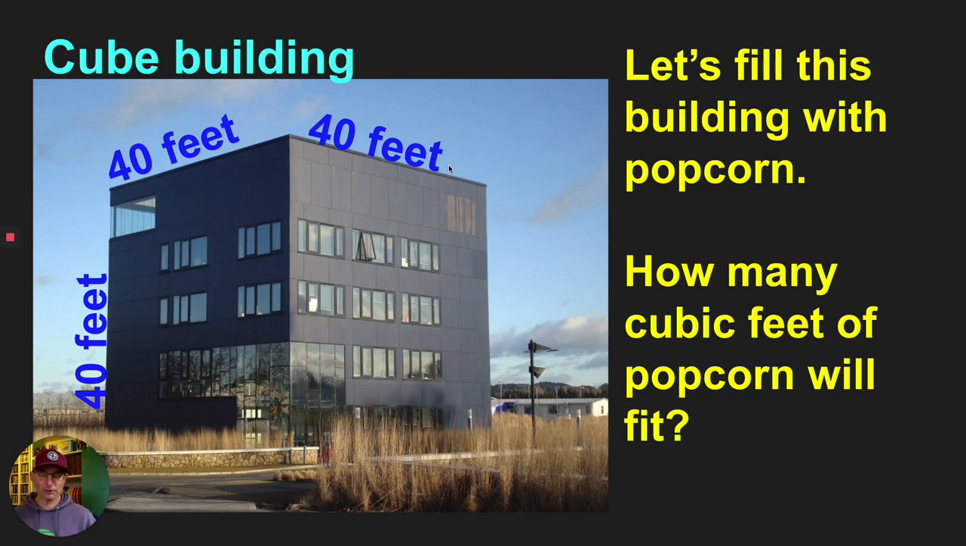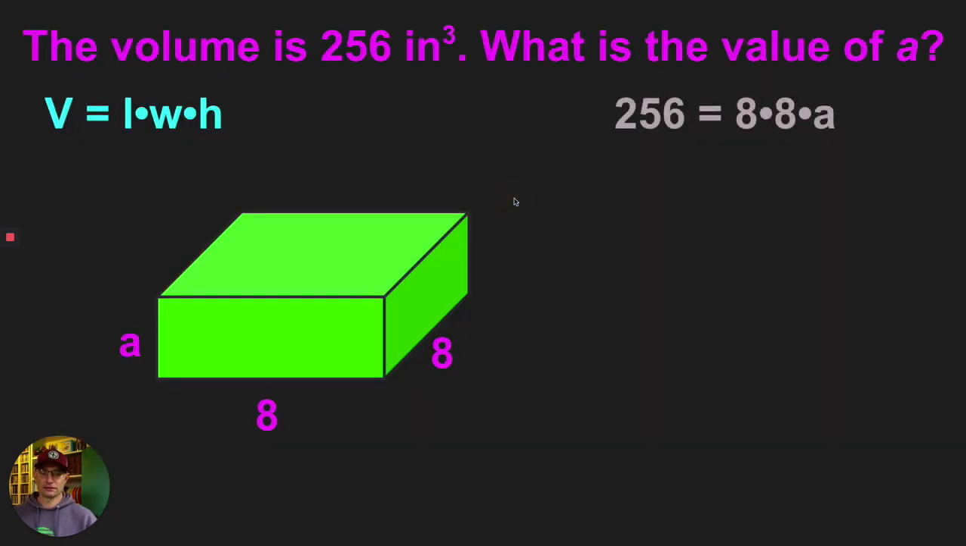Okay, let's try one that's a little bit different and maybe a little bit harder, but maybe not. The volume of this shape is 256 cubic inches. What is the value of A? So this is where they're giving you the volume. It's 256, and you have to find the missing dimension. So we know the length is 8, the width is 8. What is the height, A, going to be?